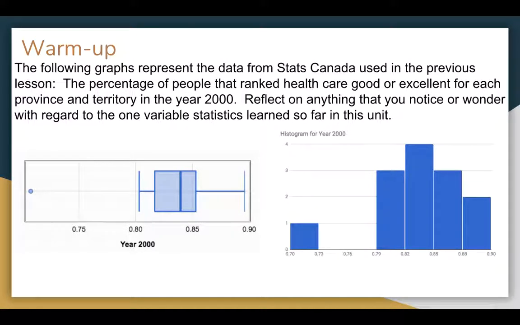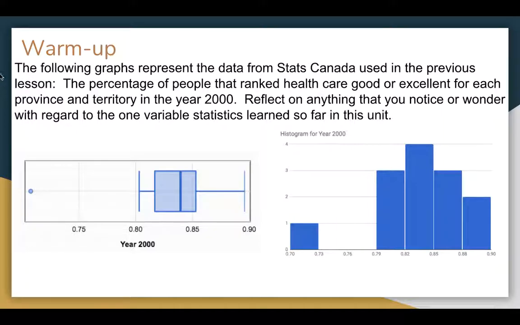So question. This is the healthcare data for the year 2000 that we used in the past, the percentage of people that ranked healthcare good or excellent. The question is, what do you notice or wonder about the one variable stats we've talked about so far? We've talked about mean, median, modal interval, standard deviation, IQR, and range. And the IQR has the Q1 and Q3.